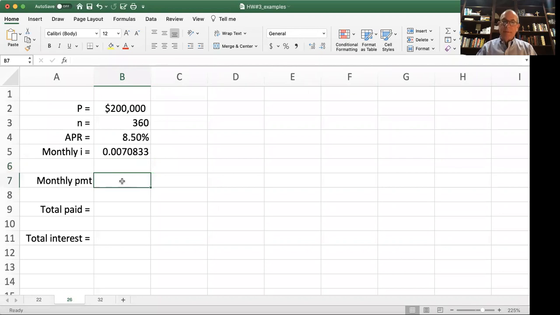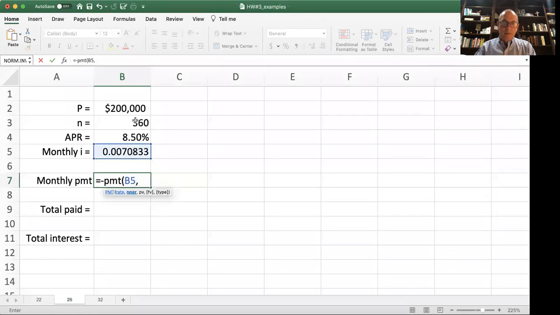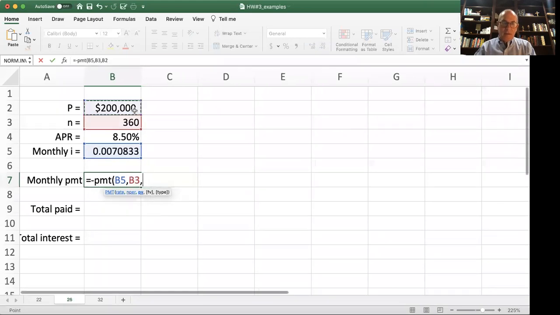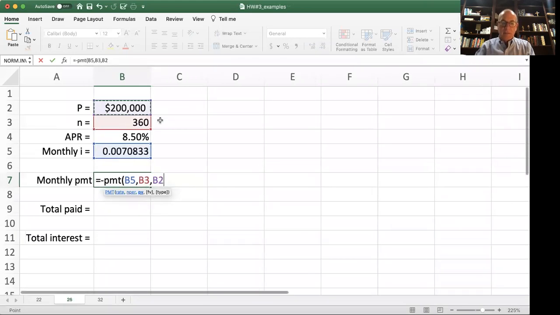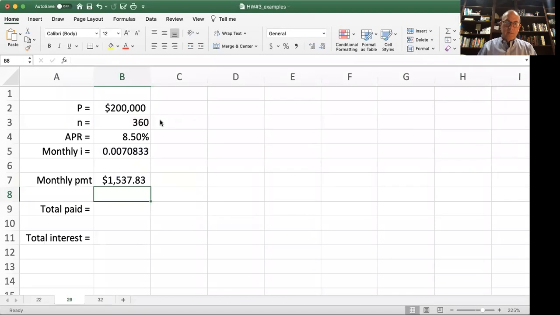Our monthly payment, that's easy to find, right? That's a PMT. I'll say minus PMT. The interest rate, this guy, number of periods, right here, present value, right there, the $200,000. Here we go, 1537.83.